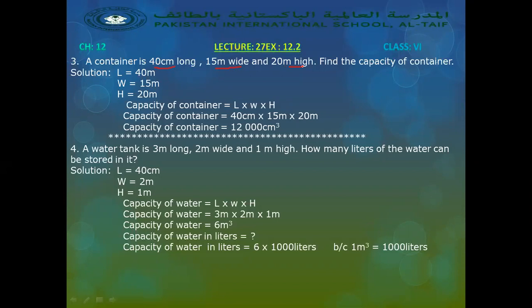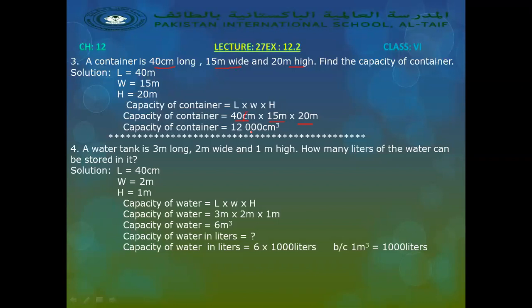Dear student, here we are asked to find the capacity of the container, meaning what quantity of water the container holds. Capacity of the container means volume, that is the product of length, width, and height. Here length is 40 meter, width is 15 meter, and height is 20 meter. After the multiplication, we get the capacity of water that the container holds: 12,000 cubic meter.